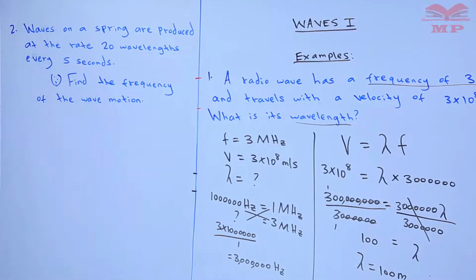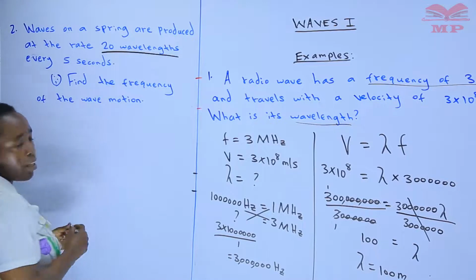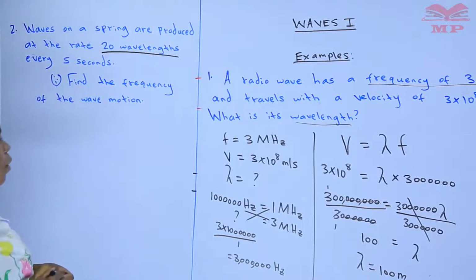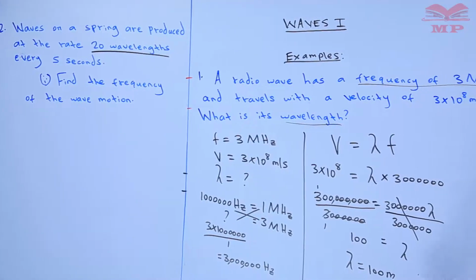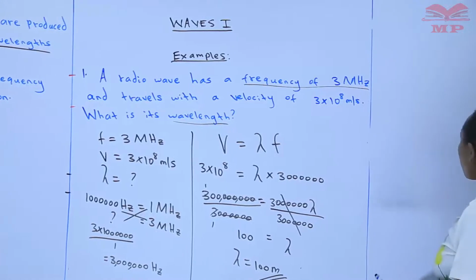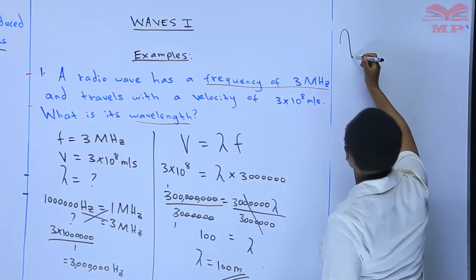So that is what we have. We have Roman 1. We'll also solve Roman 2 and 3. In this we are told that waves on a spring are produced at the rate of 20 wavelengths every 5 seconds. We are told to find the frequency of the wave motion. Now here we are having 20 wavelengths. When we talk of a wavelength, for example, for a transverse wave, if we are beginning from here, we have the crest and the trough.